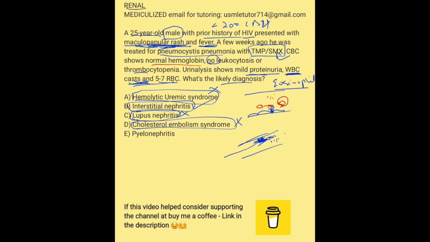So pyelonephritis is unlikely because they did not give any costovertebral angle tenderness, which is usually present. Also, it's a male, and in males UTIs are really uncommon, and also the rash would not be expected. So the only thing in favor is mainly the fever. So that rules out pyelonephritis. So the answer is interstitial nephritis, and remember, it is high yield for the USMLE exam across all the USMLE exams.